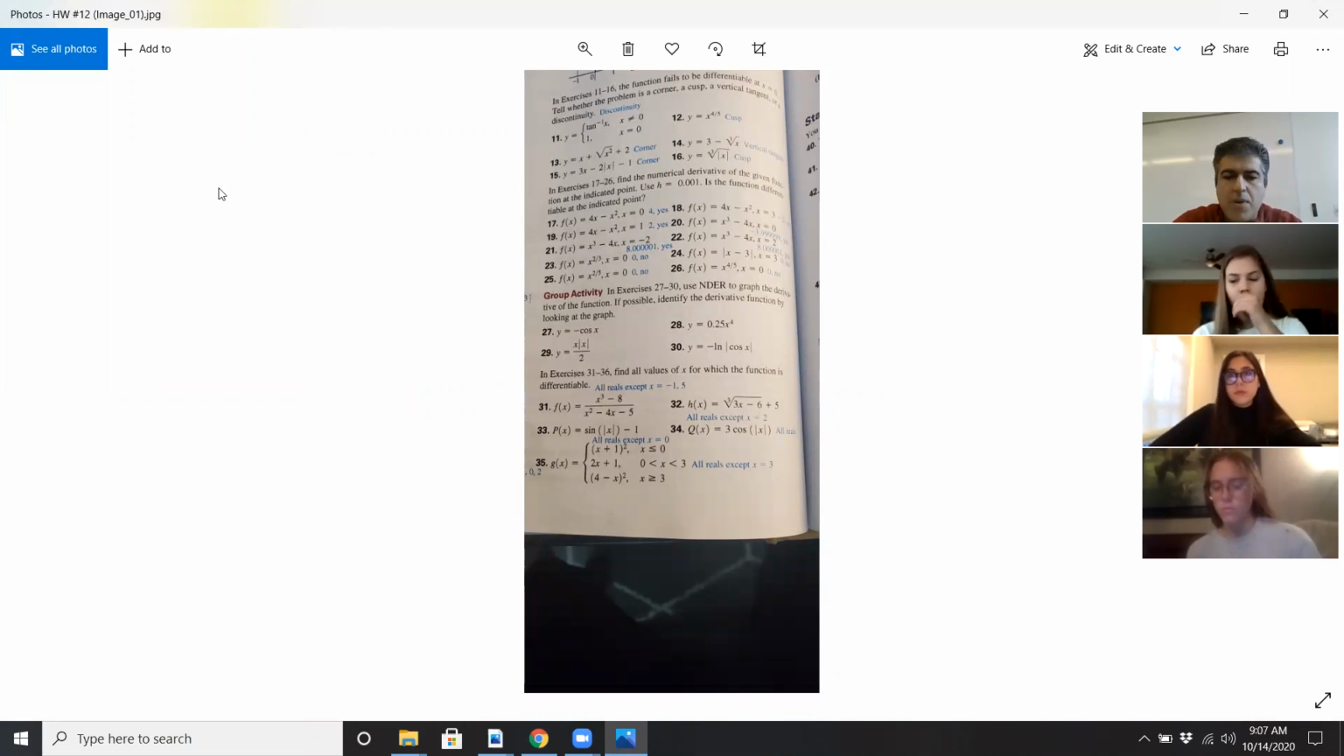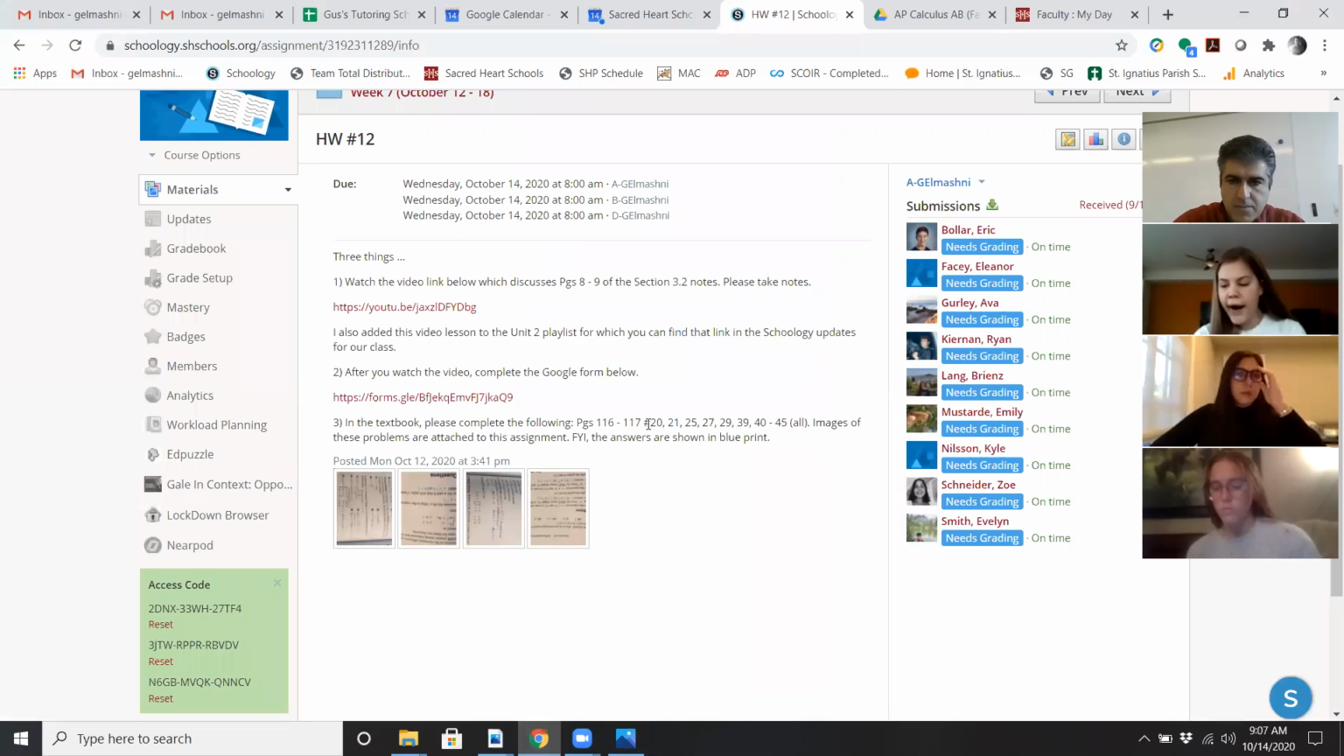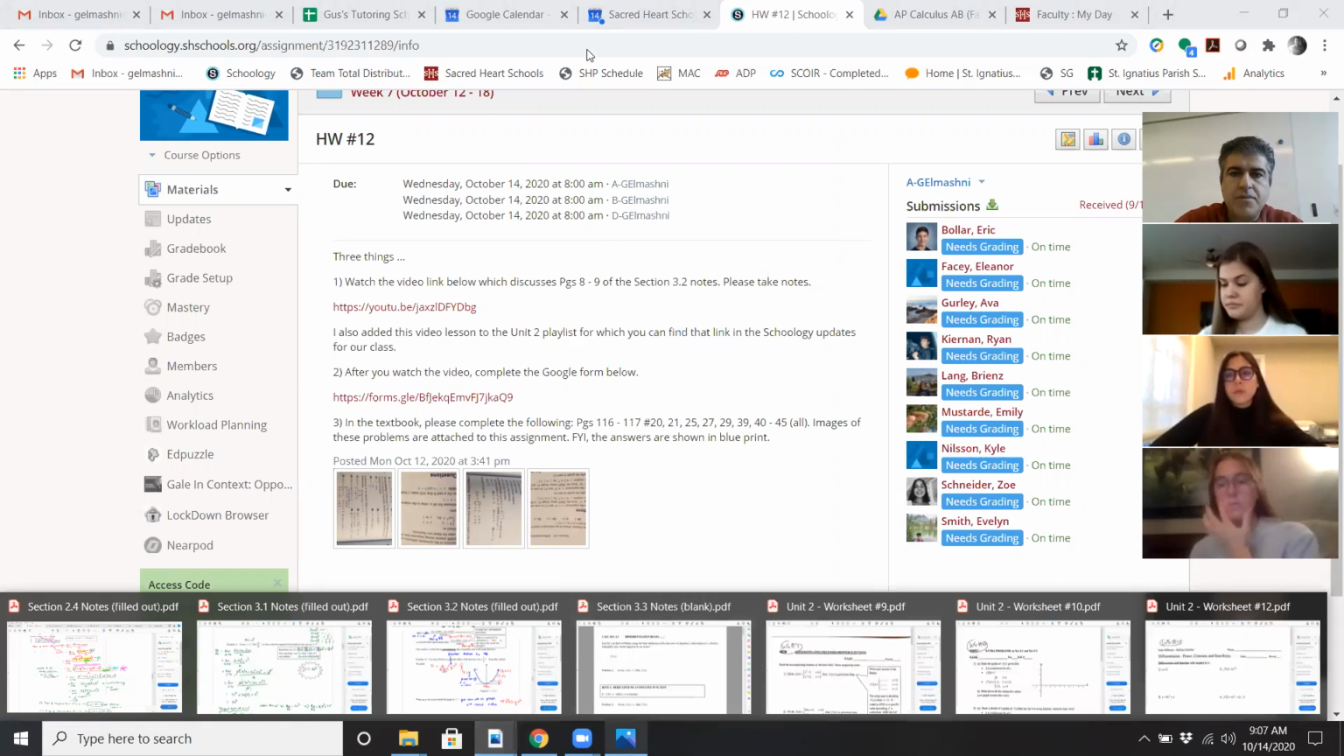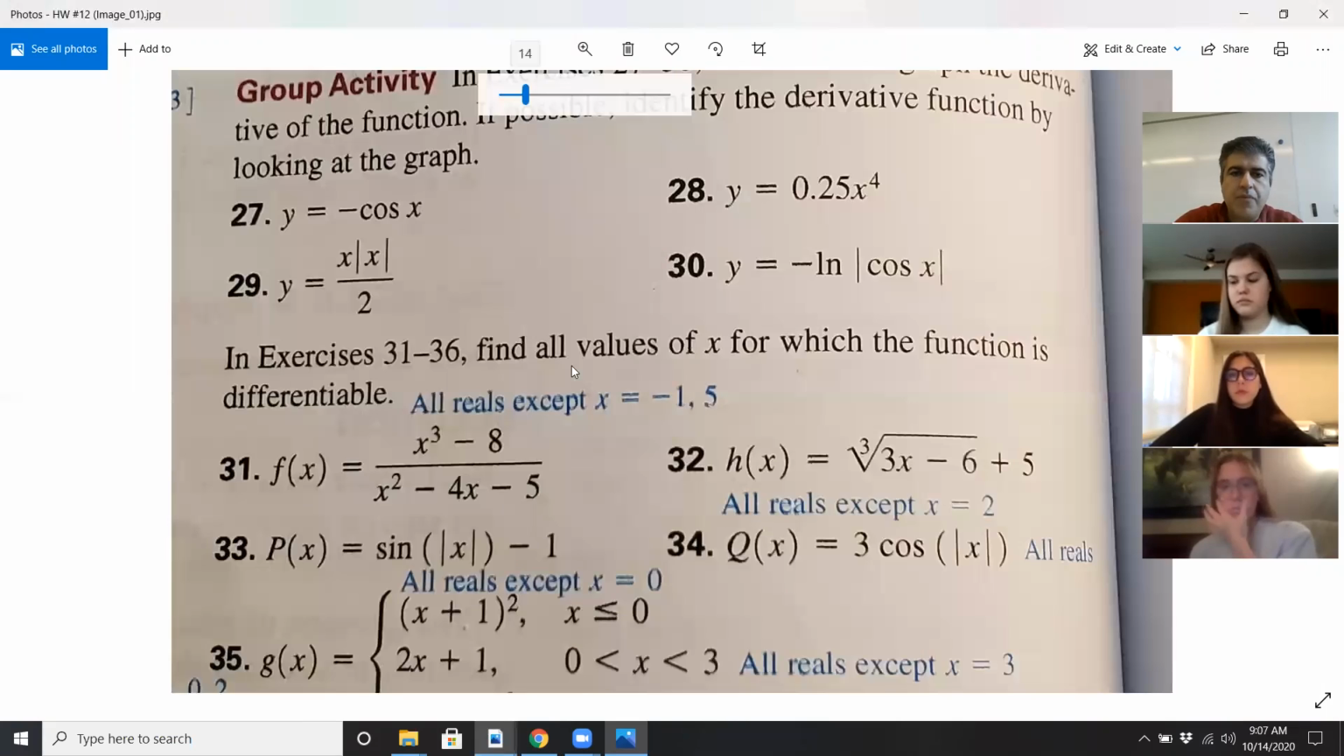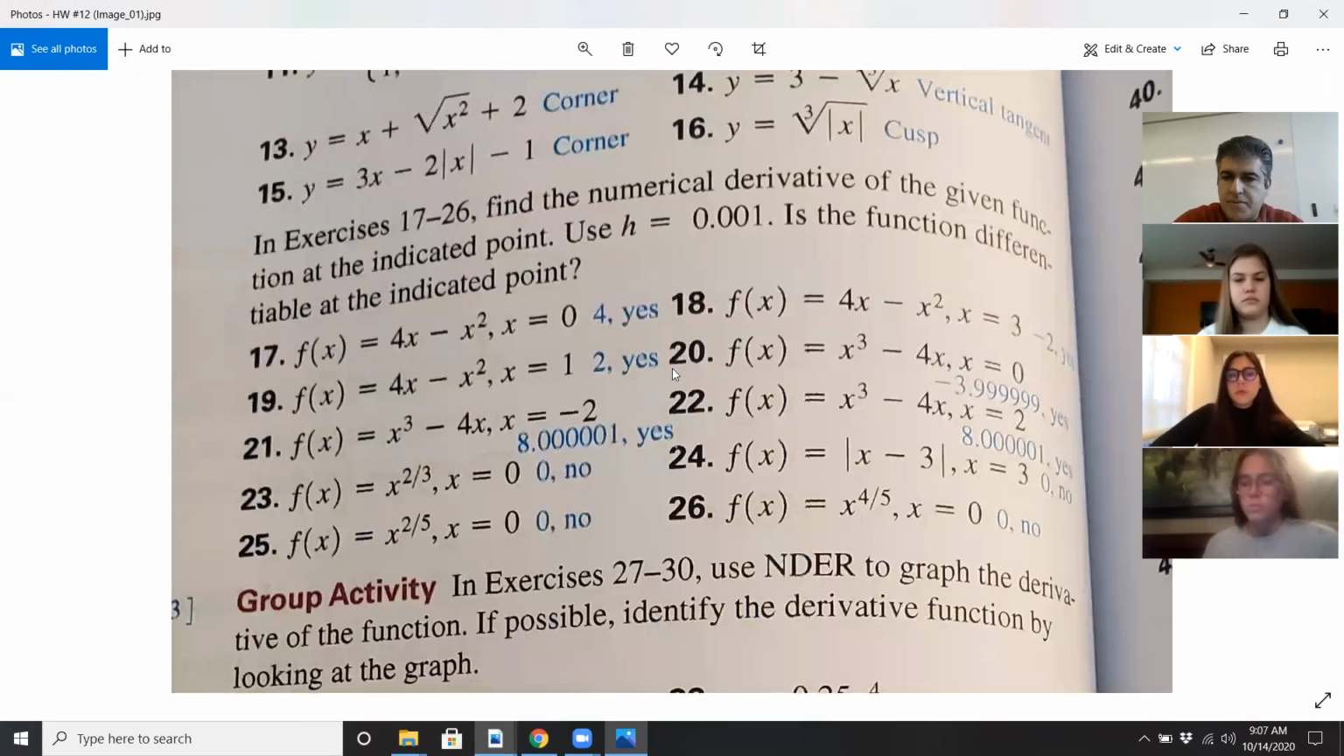So the first question I asked was numbers 20 and 21, and then 25, 27. For 20 and 21, all you're really being asked to do is find the numerical value of the given function at the indicated point. Use h equals 0.001. Really, you could just use your calculator. I think that would be okay for numbers 20, 21, and 25. I mean, yes, if you were to do it by hand, you would do this.